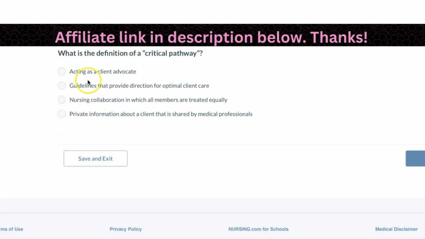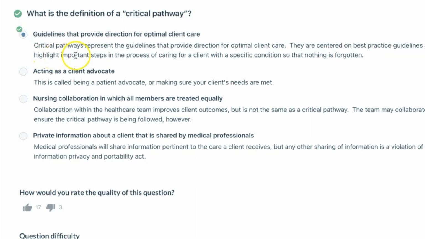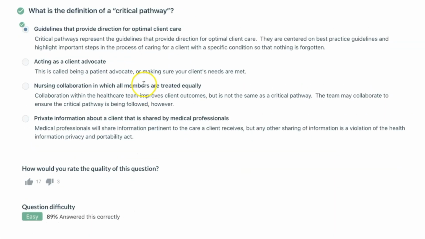What is the definition of a critical pathway? Acting as a client advocate; guidelines that provide direction for optimal client care; nursing collaboration in which all members are treated equally; private information about a client that is shared by medical professionals. Critical pathways represent the guidelines that provide direction for optimal client care. They are centered on best practice guidelines and highlight important steps in the process of caring for a client with a specific condition so that nothing is missed.